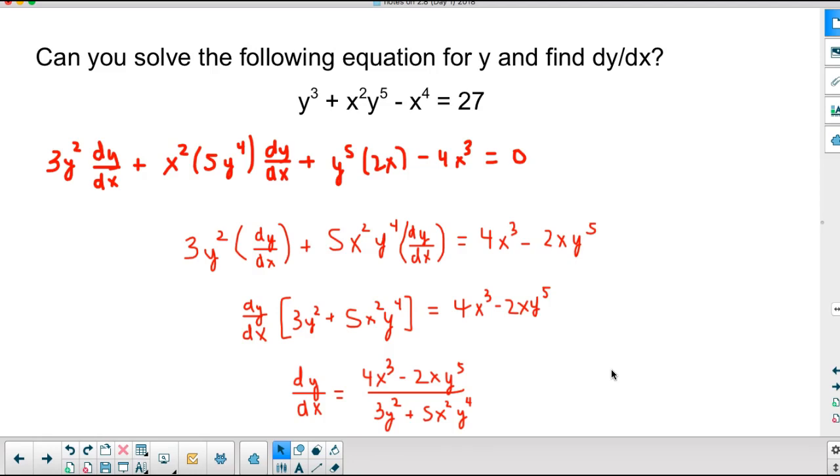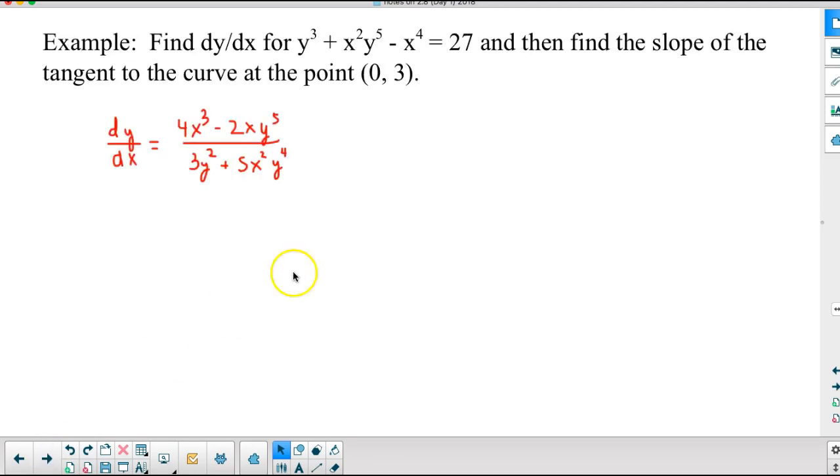These are a little bit challenging and they will take a little bit of getting used to. Let's take a look at how this particular derivative is applied in this problem. So we've taken the derivative of this equation already, and we're going to find the slope of the tangent to the curve at the point (0, 3).